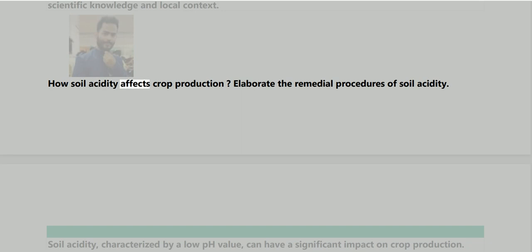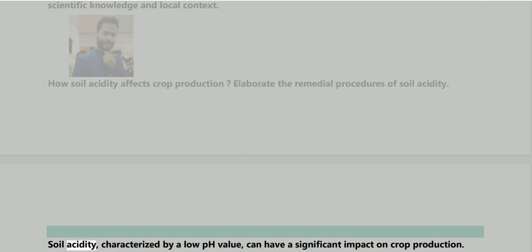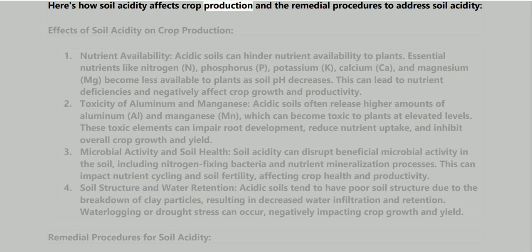How soil acidity affects crop production. Elaborate the remedial procedures of soil acidity. Soil acidity, characterized by a low pH value, can have a significant impact on crop production. Here is how soil acidity affects crop production and the remedial procedures to address soil acidity.